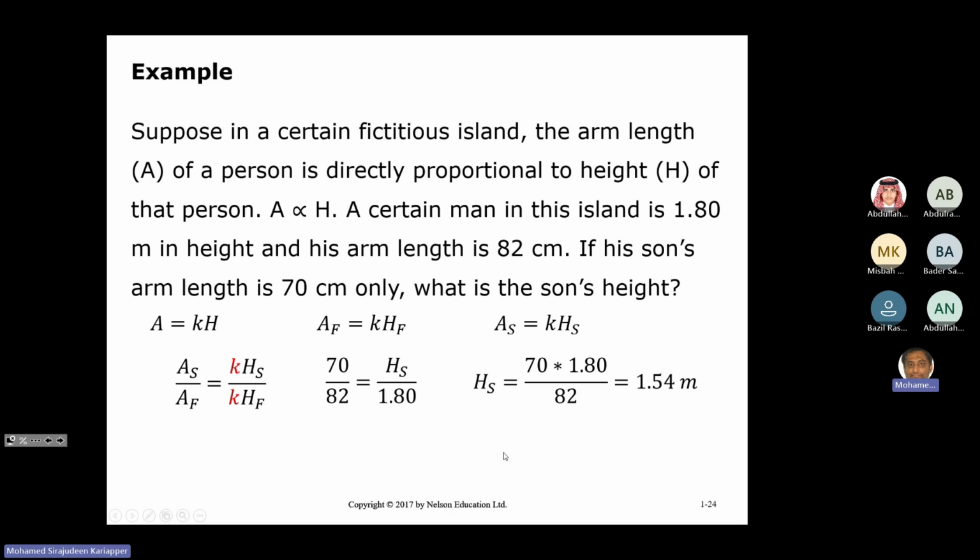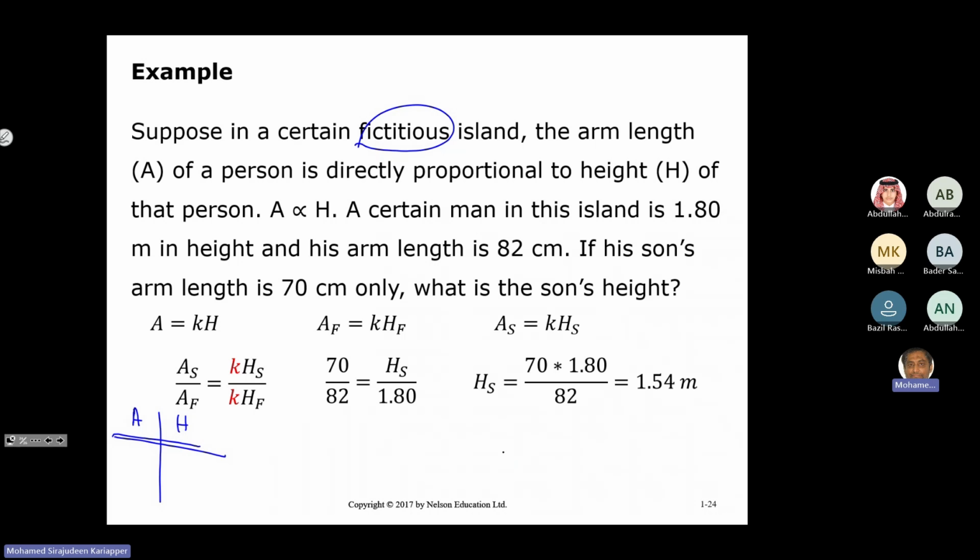Suppose in a certain fictitious island, the arm length of a person is directly proportional to the height of that person. So let's say there is a certain island, because that doesn't happen exactly like that. So you will take the arm length and the height of the person. In a certain fictitious, what does fictitious mean? Imaginary, not a real one.